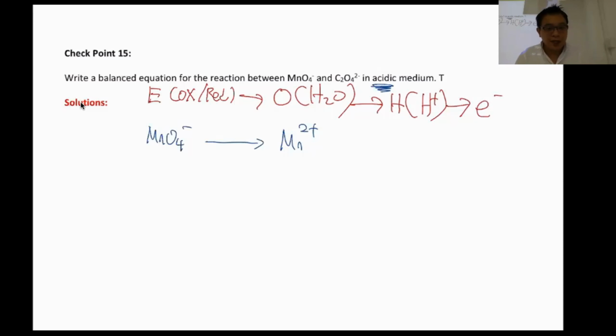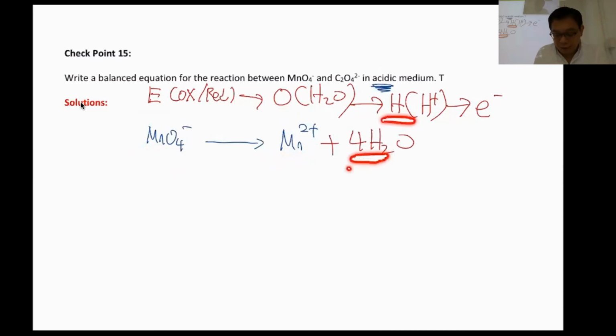Let me show you what I mean. So right now, I already balanced my element that is reduced. Now I move to the oxygen. How many oxygen do I have here? 4. So I need 4 oxygen. I introduce 4 H2O. So oxygen is balanced. Once oxygen is balanced, balance the hydrogen. How many hydrogen do you have here? 4 times 2, 8. So you will introduce 8H plus on the left. So therefore, hydrogen, oxygen, and the element reduced or oxidized is balanced.